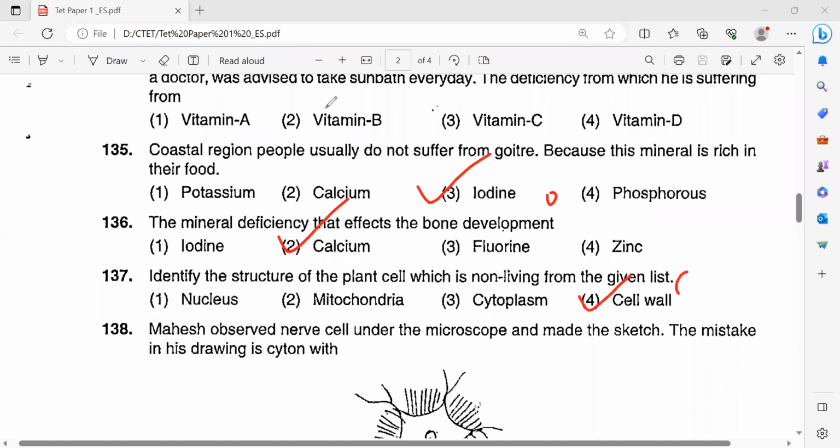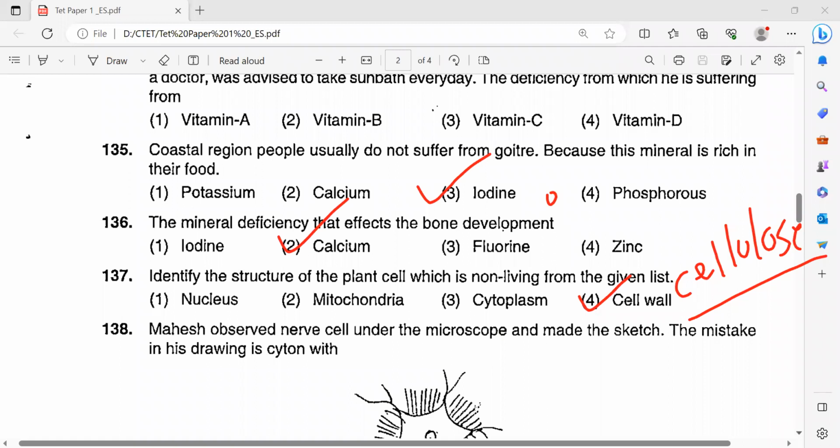The cell wall is made up of cellulose and other wall materials. What is the function of it? The function is only to protect the cell. So it is a dead or non-living part of the plant cell. The option is cell wall. Next, Mahesh observed a nerve cell under a microscope and made a sketch.